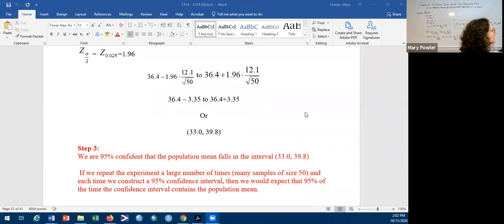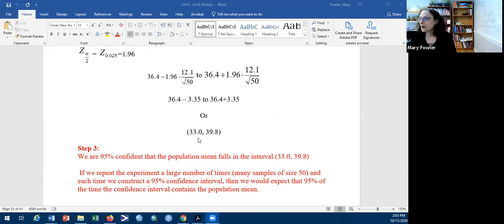Okay, and so coming back into the notes to wrap the problem up, we have here that the margin of error is 3.35. So our confidence interval goes from 36.4 minus 3.35 to 36.4 plus 3.35, which gives us a lower bound of 33.0 and an upper bound of 39.8.